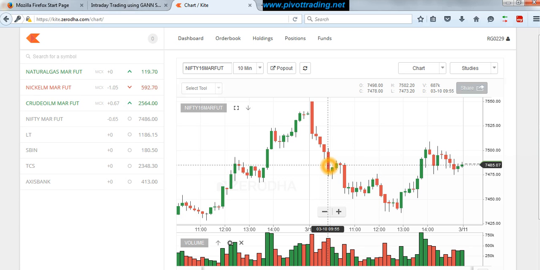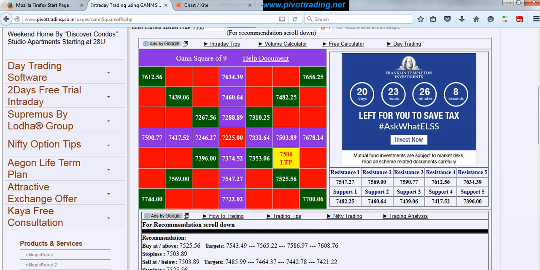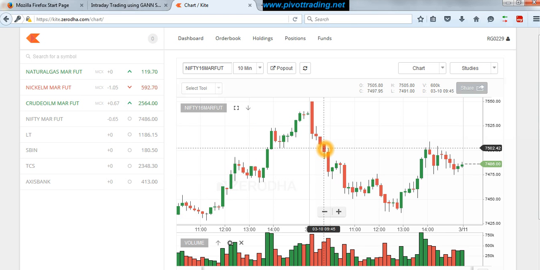Let's look at the levels again. Sell was at 7503. First target was 7485. Second target is 7464, and third target is 7442. And the fourth target is 7421. So let's see till which targets got matched today. The sell was triggered at 7503. Then in the next 10 minutes, we got our target achieved at 7485.